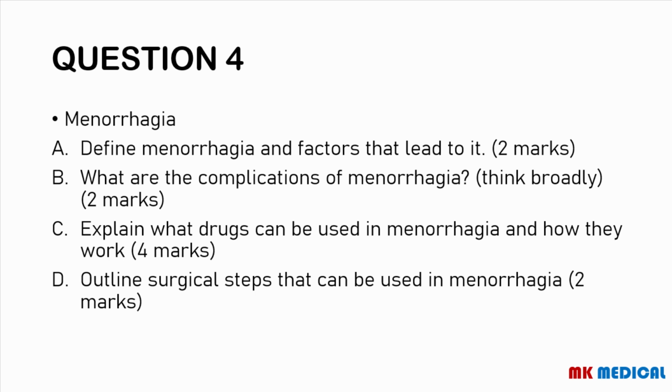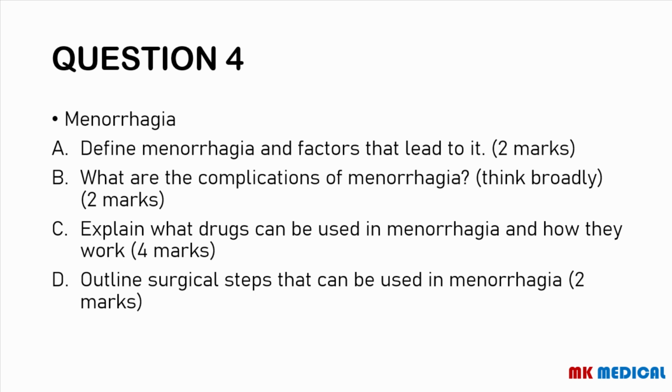Explain what drugs can be used in menorrhagia and how they work. So the drugs that can be used include mefenamic acid, tranexamic acid, and combined oral contraceptives. So with mefenamic acid, this is an NSAID, so it's a non-steroidal anti-inflammatory drug that's obviously going to be blocking the production of prostaglandins. And so it's going to be inhibiting the prostaglandins via inhibition of the cyclooxygenase pathway, thereby helping in reducing the pain and inflammation.